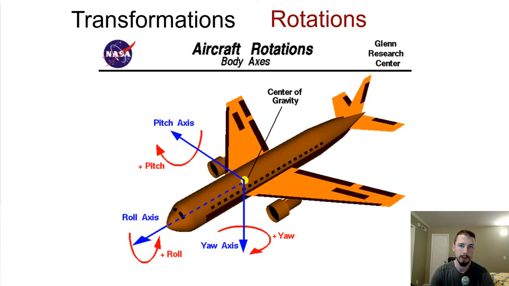Hey guys, welcome back. This is our third part from transformations over rotations. This is one of the assignments that we'll be doing along with dilations in person. So if you are still meeting in person, then you might want to wait till we do this one in person. So there are three rotations or axes of rotations for aircraft.